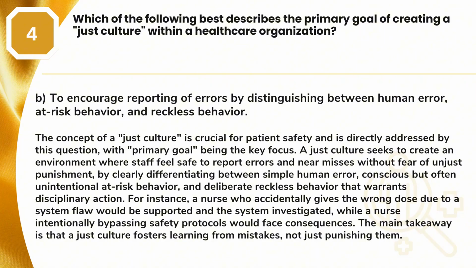A just culture seeks to create an environment where staff feel safe to report errors and near misses without fear of unjust punishment, by clearly differentiating between simple human error, conscious but often unintentional at-risk behavior, and deliberate reckless behavior that warrants disciplinary action. For instance, a nurse who accidentally gives the wrong dose due to a system flaw would be supported and the system investigated, while a nurse intentionally bypassing safety protocols would face consequences. The main takeaway is that a just culture fosters learning from mistakes, not just punishing them.